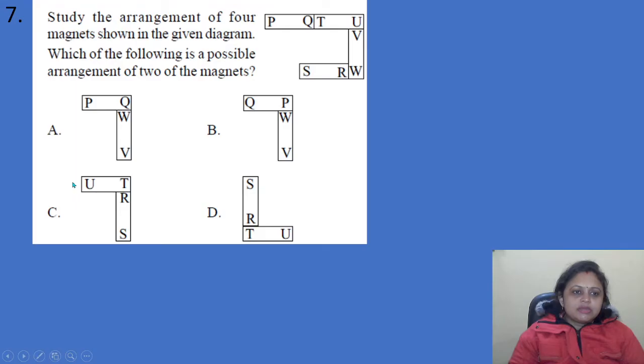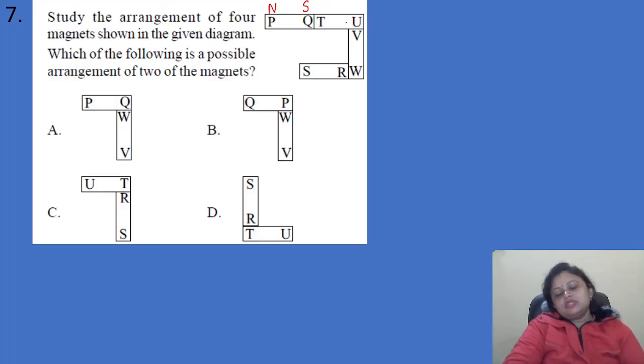Coming to the next question, study the arrangement of 4 magnets shown in the given diagram. Which of the following is a possible arrangement of 2 of the magnets? Okay, so here magnets are given. Suppose it is the North Pole. So if it is the North Pole, then it will be the South Pole, and PQ is a magnet. Then TU is another magnet, and we know opposite poles attract. So it must be north, it must be south. Then again it is north, it is south, it is north, it is south.